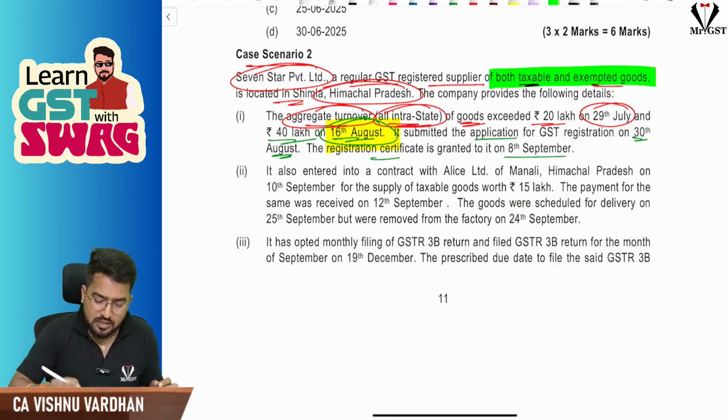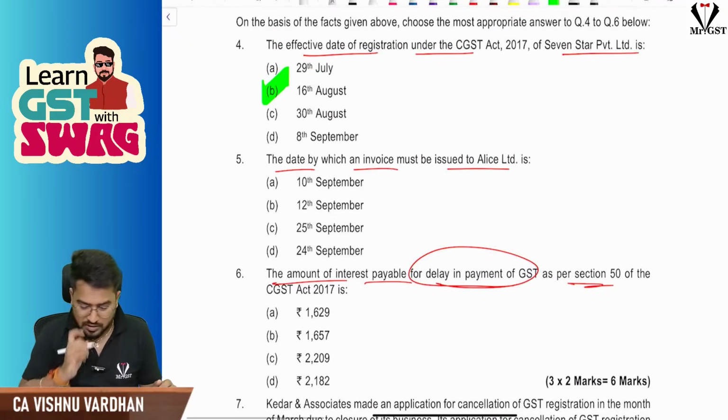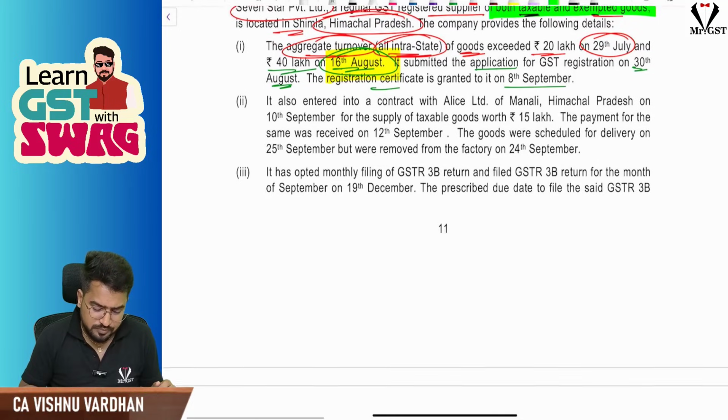So we have this answer. 16th August is the, yes, perfect. 16th August is the effective date of registration.